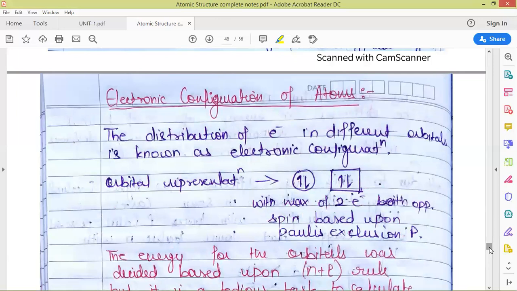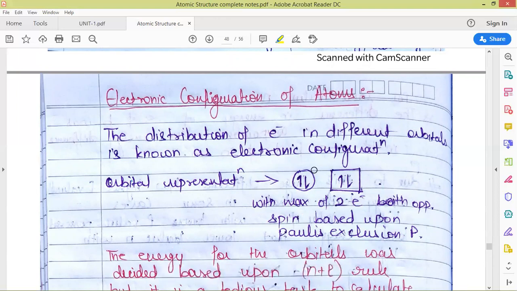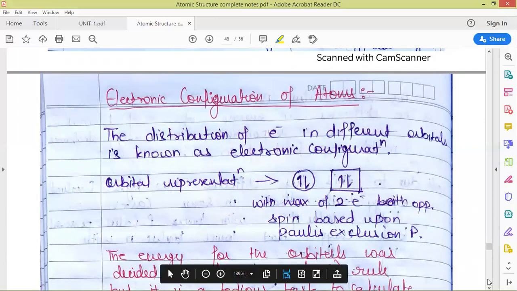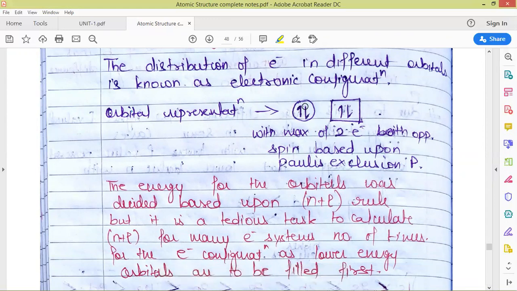The distribution of electrons in different orbitals is known as electronic configuration. The orbitals are represented as circles or squares, and inside these circles or squares we represent the electrons present, shown with opposite spin. We have already discussed, based upon Pauli's exclusion principle, that no two electrons can occupy the same orbital with the same spin. They must have opposite spin. The opposite spin is represented by an upward pointing arrow and a downward pointing half arrow.